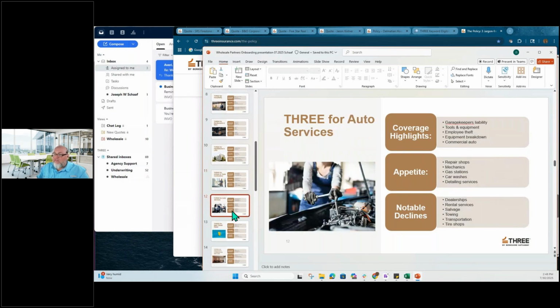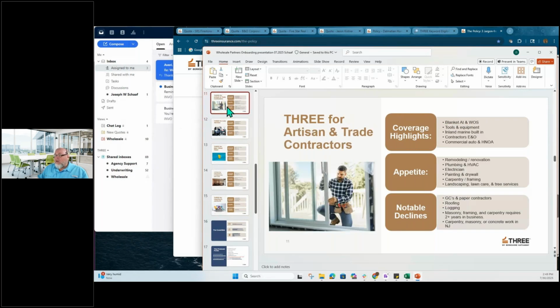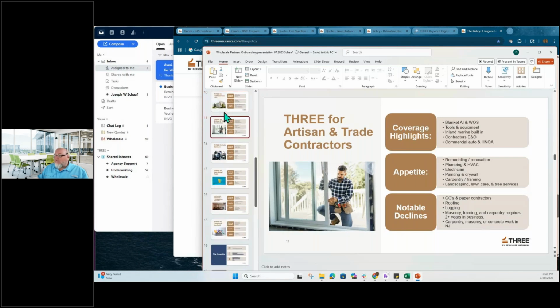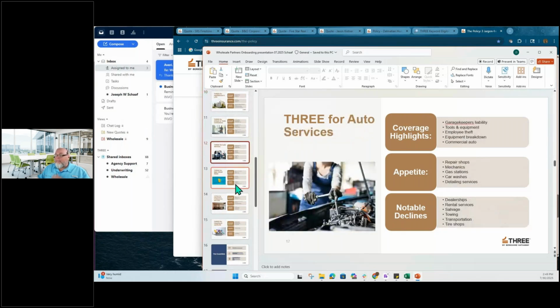Some of the other categories, these are more minor. We don't do these as much, but we do them. This is your auto services, your repair shops, body shops, those types of things, gas stations. One thing I noticed on a previous one I didn't mention, we do not do 24-hour convenience stores. It's just an area we cannot insure. That goes for the landlord scenario, as well as when you're down here talking about mom and pop shops. Basically, any 24-hour convenience store we aren't able to insure.